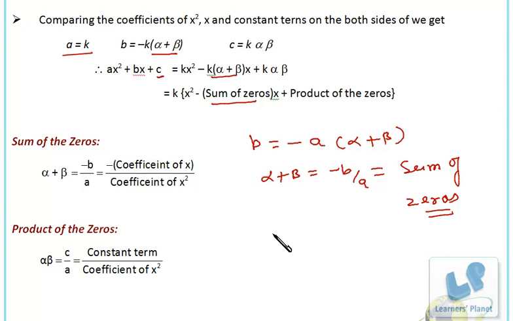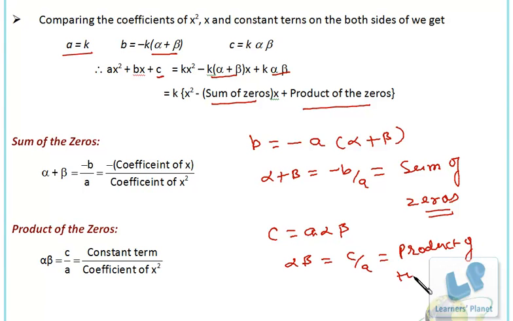Similarly, from c is equal to k alpha beta, I can put the value of k as a. So c is equal to a alpha beta. That means alpha beta is equal to c by a. And what is alpha beta? The product of the zeros.